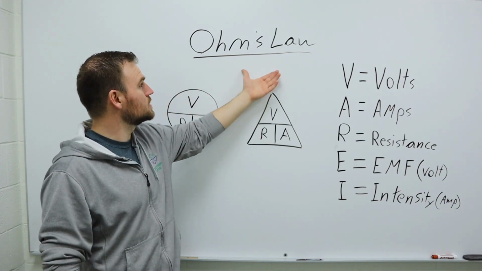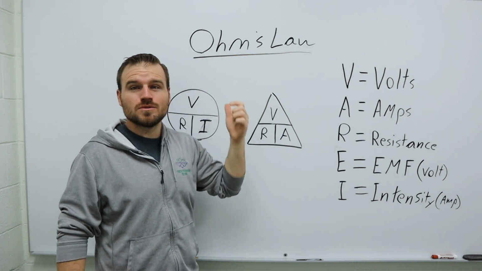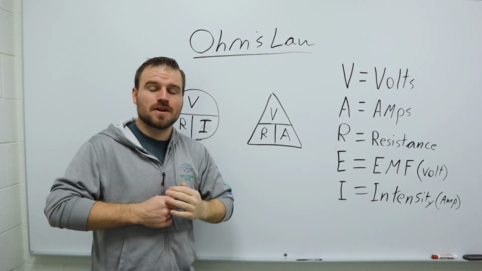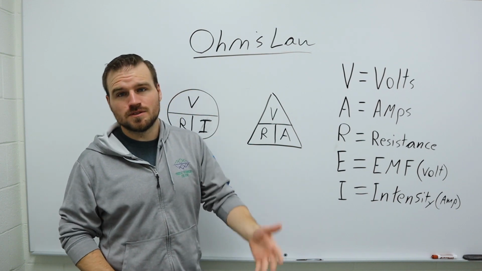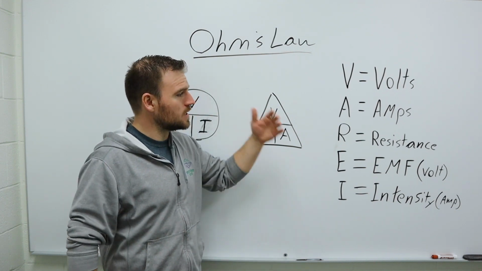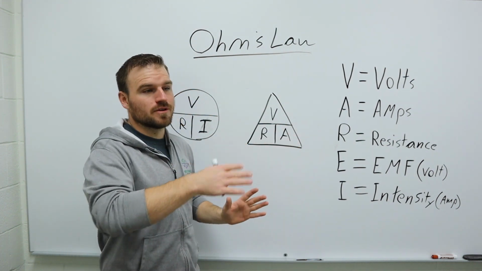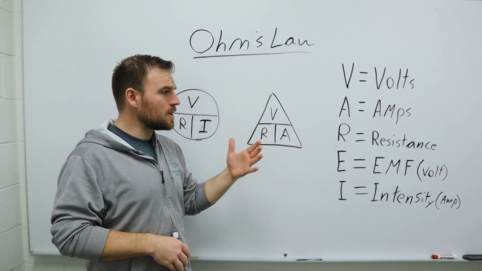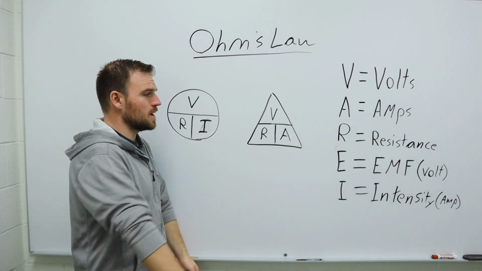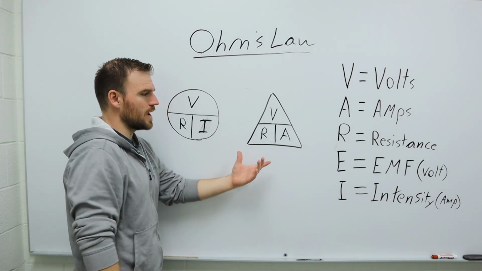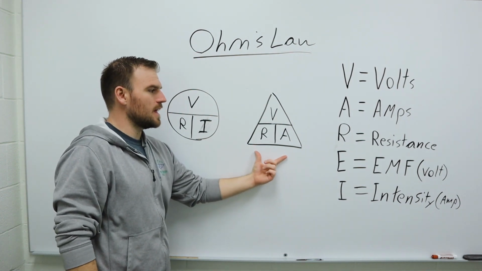Today what we're going to do is talk about Ohm's Law. Now Ohm's Law, if you don't know, is the mathematical calculation to figure out what voltage is, what amps are, what the resistance might be if you didn't know one or the other. So I want to begin by showing you guys what the Ohm's Law triangle looks like. It's going to look something like this.